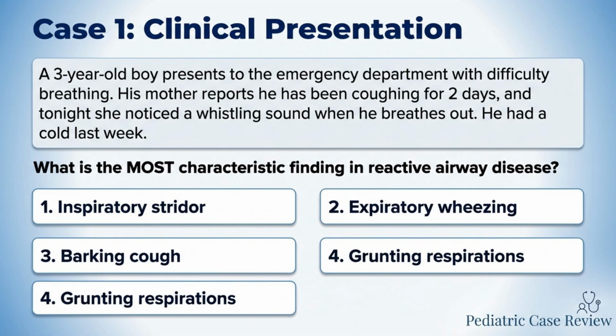Here is our first case. A 3-year-old boy presents to the emergency department with difficulty breathing. His mother reports he has been coughing for 2 days, and tonight she noticed a whistling sound when he breathes out. He had a cold last week. What is the most characteristic finding in reactive airway disease? Option 1, inspiratory stridor. Option 2, expiratory wheezing. Option 3, barking cough. Option 4, grunting respirations.